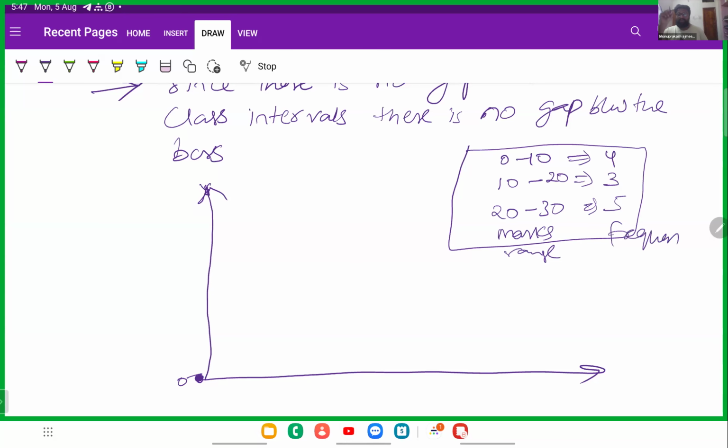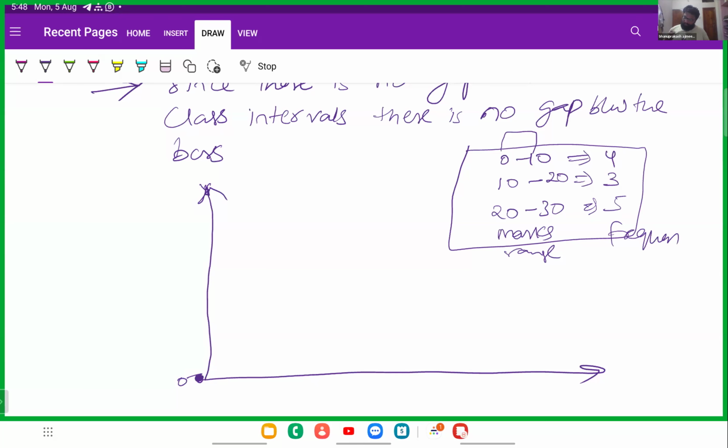So for the marks range, you can see what a class interval is. Class interval means where it starts and where it ends. So here 0 to 10. Students who scored marks between 0 to 10 are 4 people. So 0 to 10 is the class interval. Are you getting my point? Yes, sir. And similarly, 10 to 20 is another class interval. From 10 to 20, how many students got marks? Three students got marks between 10 to 20.